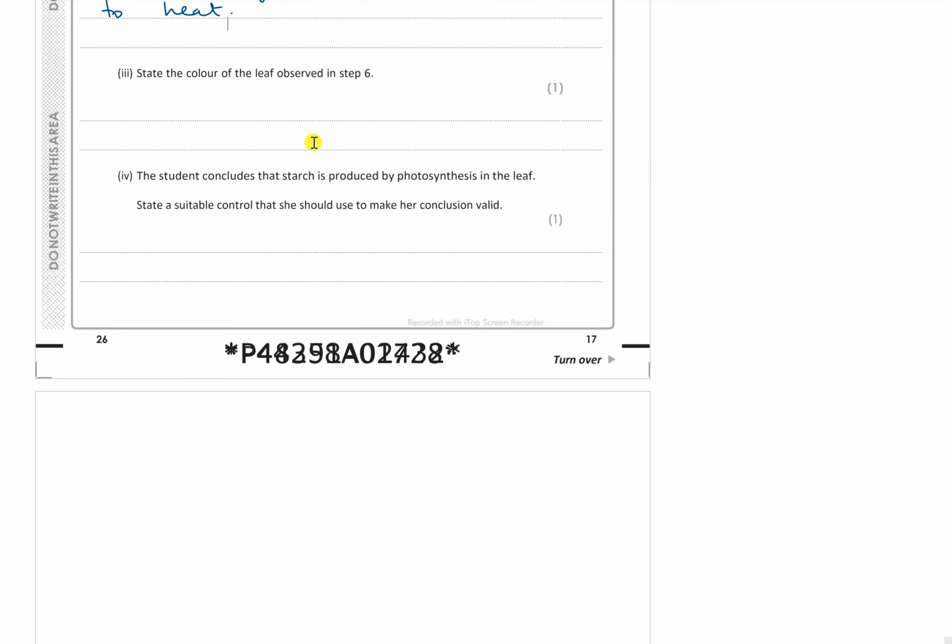Right. State the color of the leaf. So we said blue black. It turns blue black. It's best to use both the words, blue black. The student concludes that the starch is produced by photosynthesis in the leaf. State a suitable control that she should use.